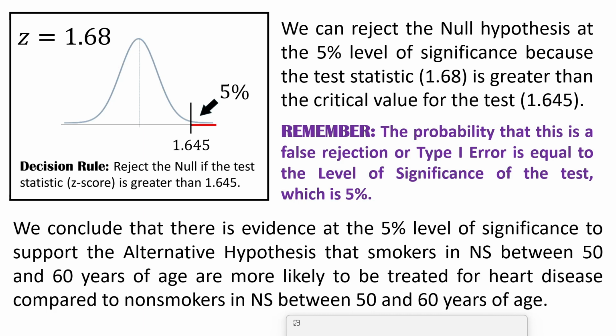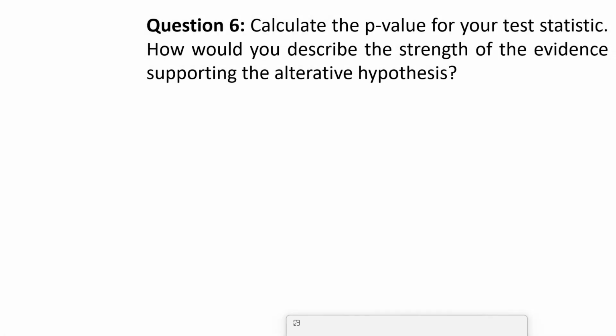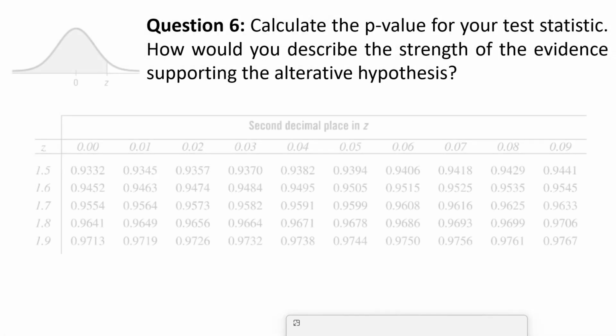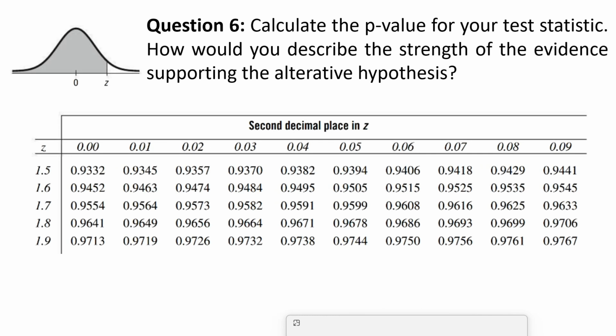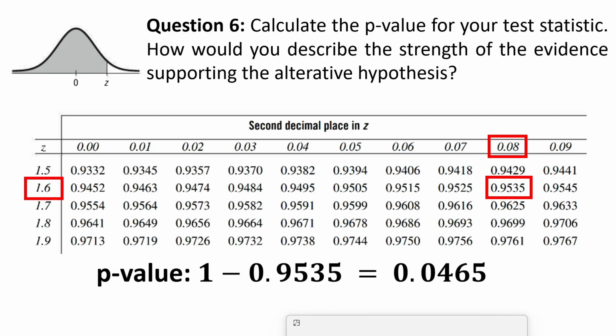Last thing, we need to assess the strength of the evidence supporting the alternative hypothesis. And so to do that, we're going to calculate a p-value. We need to go to the Z table, look up our test statistic 1.68. We see that the area to the left of that test statistic is 0.9535, and so that means the area to the right in the upper tail is 1 minus that. It's 0.0465. That's our p-value.